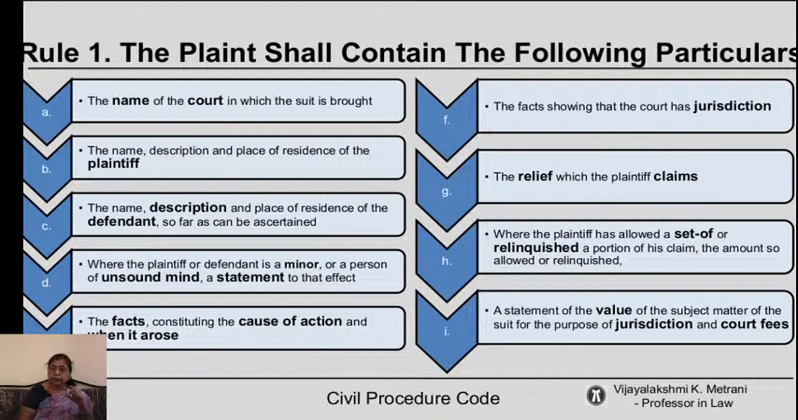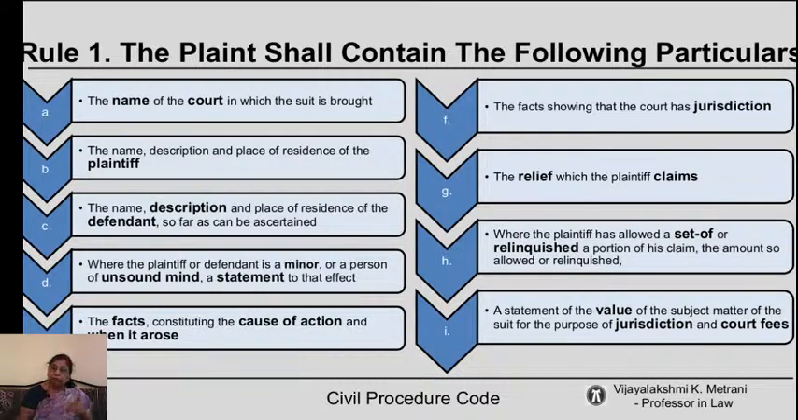Then the facts showing that the court has jurisdiction. You have to mention that this case has arisen in this particular place, as we have seen in the provisions relating to jurisdiction. So what are the facts which have brought you to this court? That is the fact which shows that the court has jurisdiction. So you say that the court has jurisdiction in this matter.